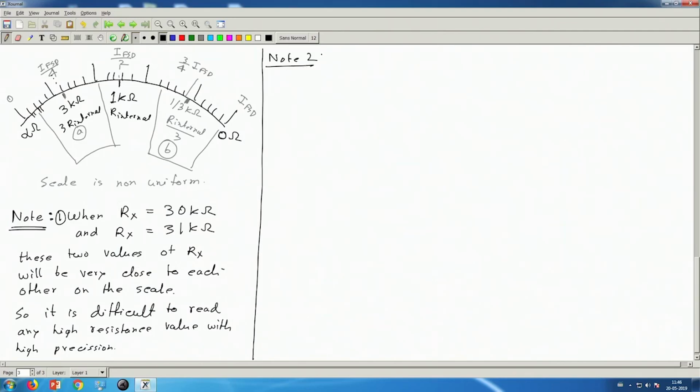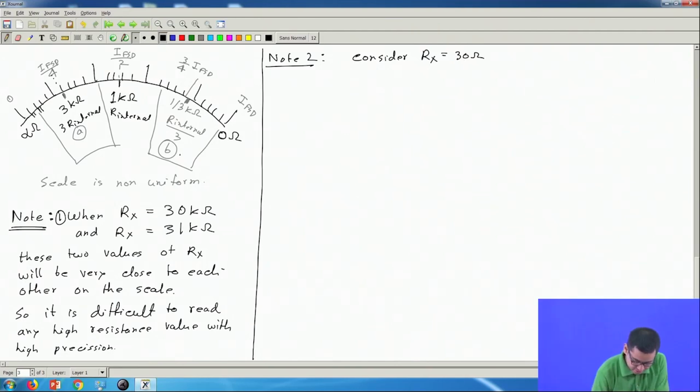Okay, consider very low value of resistance. Consider Rx equal to, say, this point is around 300 ohm. So let us consider something like Rx equal to, say, 30 ohm, and so what will happen? The pointer will be somewhere here, almost close to 0.